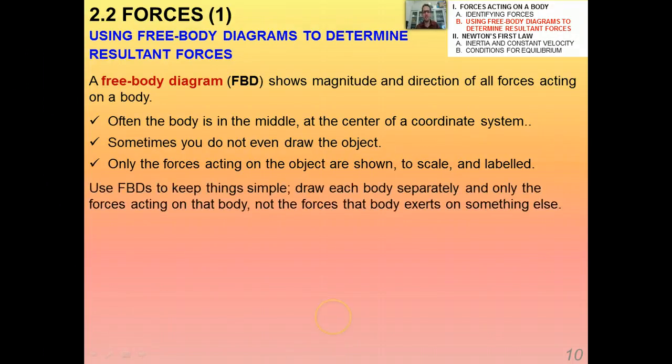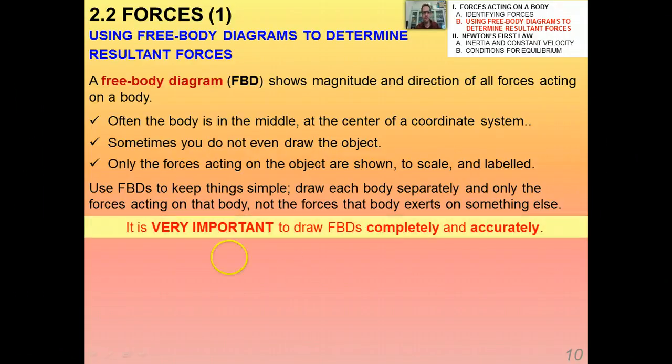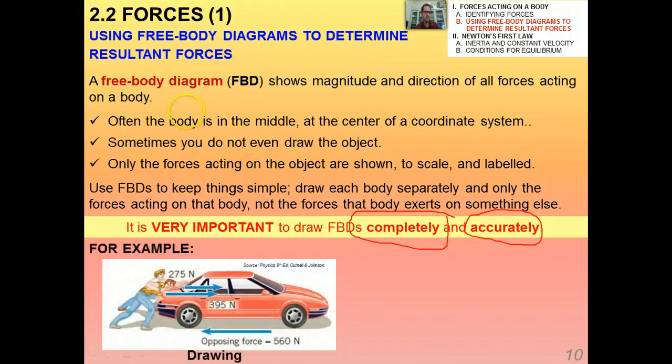You draw each body separately, and only the forces acting on that body, not the forces that the body exerts on something else. And it's really important to draw them completely and accurately. So you should choose a scale and draw vectors at the right angles, and so forth. So really, free body diagrams are vector diagrams. For example, you have two people pushing on a car, one with 275 newtons, the other with 395. The car would be pushed in this direction, but it has a frictional force of 560 newtons. Would the car move to the right or not?